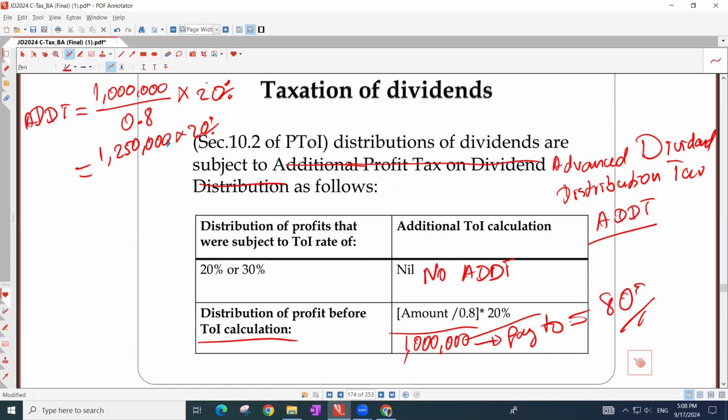Okay, and then we multiply by 20%. How much are we going to pay? Yeah, but this is a credit, right? A credit that we can deduct from TOI liabilities, based on our law that I just explained to you, right? We calculate 20%, we deduct foreign tax credit, we deduct ADDT, and then we compare with the minimum tax. Okay.